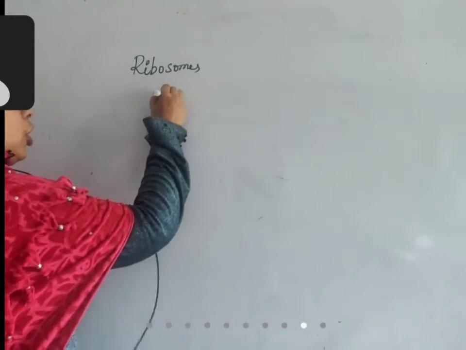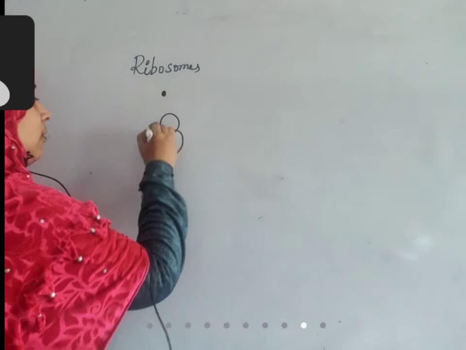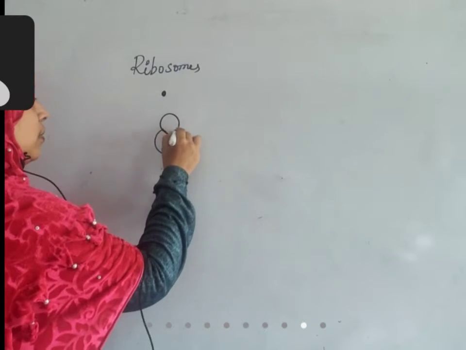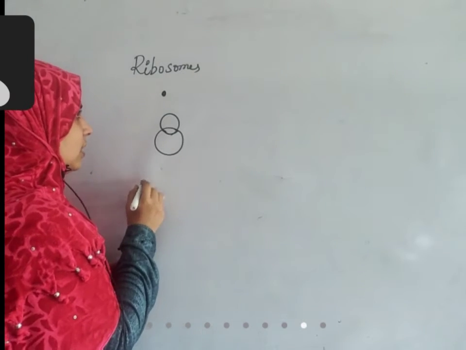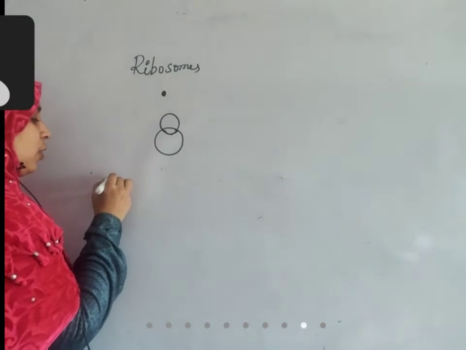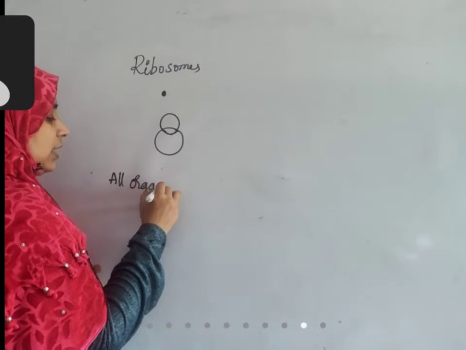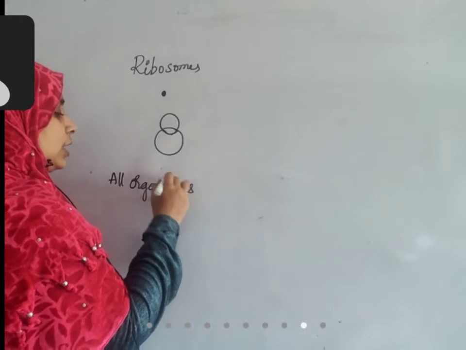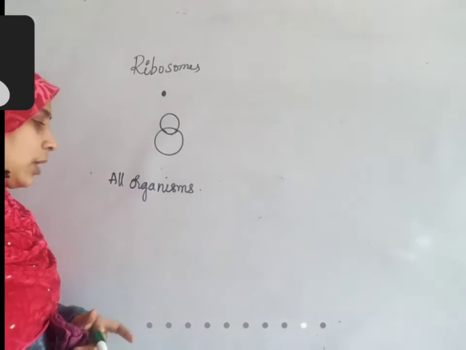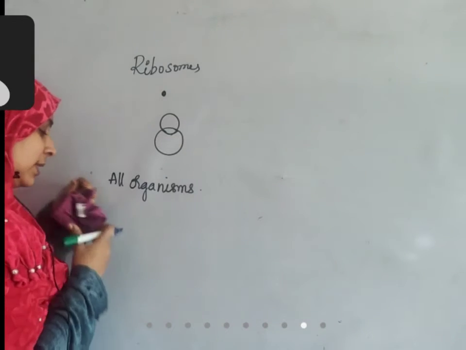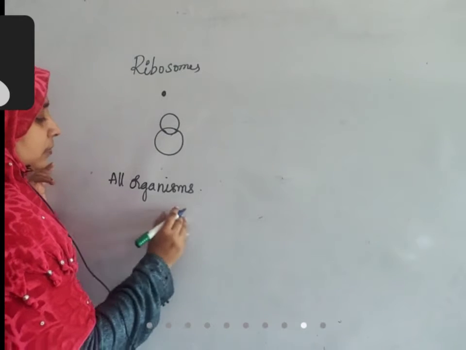Ribosomes are very small organelles. They are made up of two subunits, one larger subunit and one smaller subunit. These are the organelles which are found in almost all organisms, whether it is a prokaryote or a eukaryote, unicellular or multicellular, plant cell or animal cell. In all these organisms you can find the ribosomes.